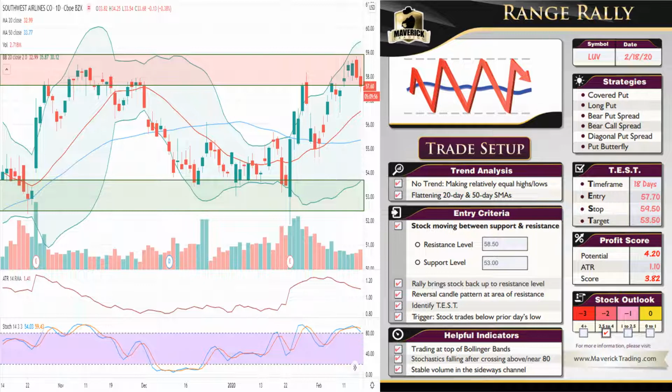So those 3 candles of the last 3 days is what I'm talking about. That's a bullish or a bearish engulfing in the range of 58.50. Looks like it's confirmed there. Identified our test. Looks like we've got 18 days on time frame.